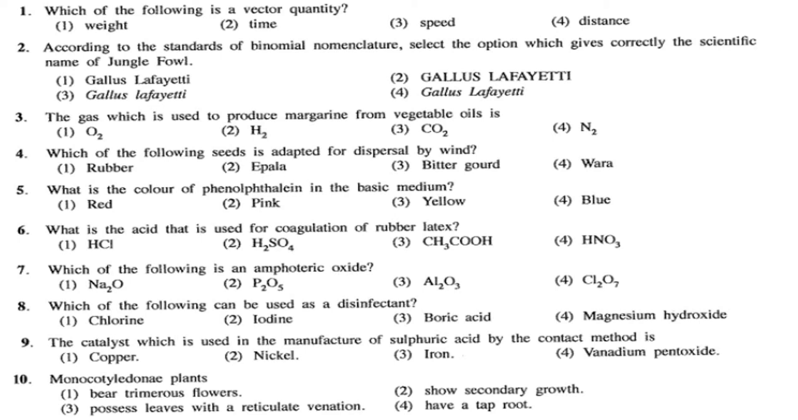So let's move to question number 9. The catalyst which is used in the manufacture of sulfuric acid by the contact method. When you are referring to your grade 10 part 2 textbook, you learn about catalysts and the chemical reactions, the rate of chemical reactions. So you find that the answer for this question is vanadium pentoxide. It is the catalyst which is used to manufacture sulfuric acid by the contact method.